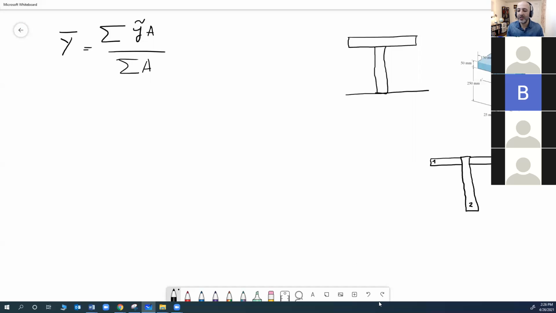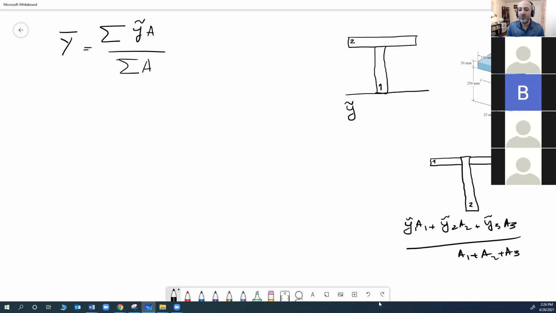In this case, you have three areas to deal with, right? You have y tilde 1, area 1, y tilde 2, area 2, y tilde 3, area 3, divided by area 1, 2, 3. In this case that we are doing, it's just simpler for calculation purposes. That's it: y tilde 1 area 1 plus y tilde 2 area 2, divided by area 1 plus area 2. Okay, so let's do this one first.